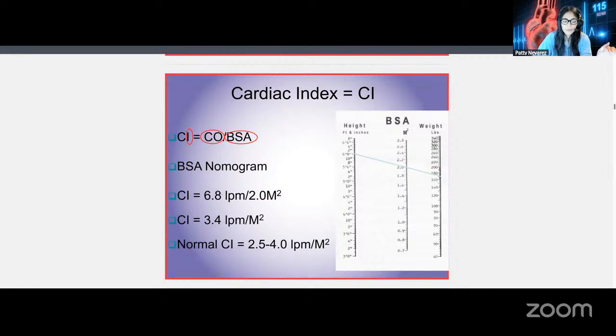Now, a normal cardiac index is between 2.5 and 4 liters per minute per square meter. Remember, when we add index to anything, and you're going to see how we have index in several formulas, whatever the units are for the specific formula, for example, here, cardiac output in liters per minute, and then divided by square meters. So make sure you work on those units.